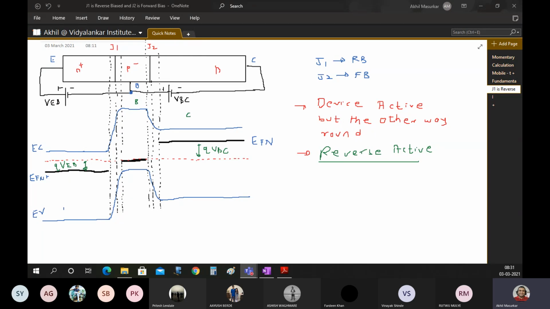Those who have finished drawing this first diagram, go to the last diagram, that is J1, J2 forward and reverse bias respectively. Okay, Vinayak, start drawing the next one. Apply your head and start drawing the energy band diagram. Sometimes it is important to go wrong and then correct yourself.